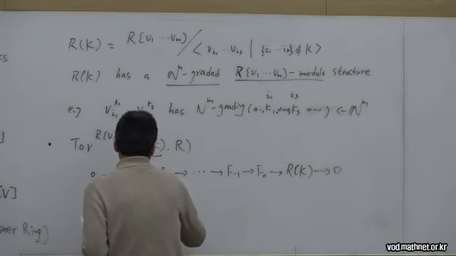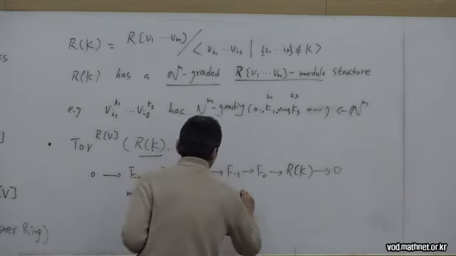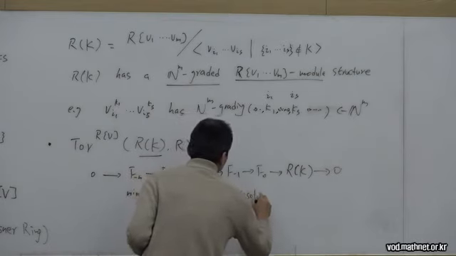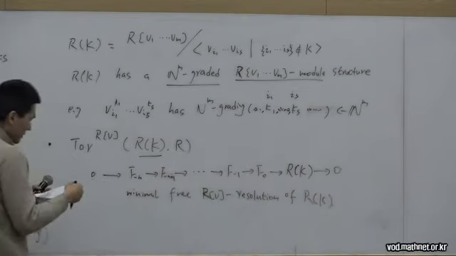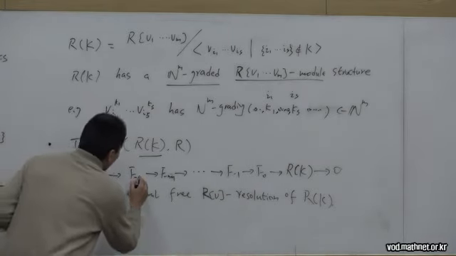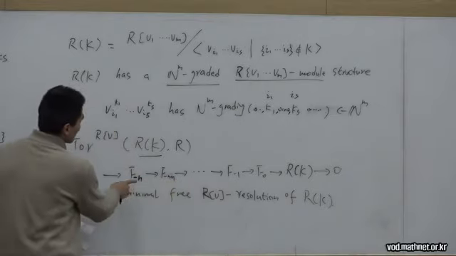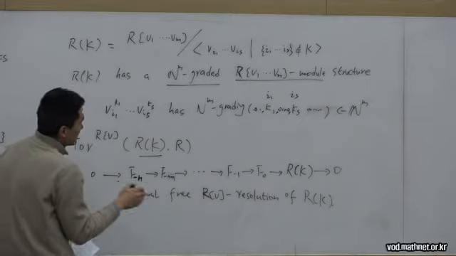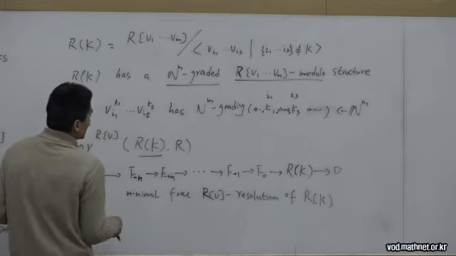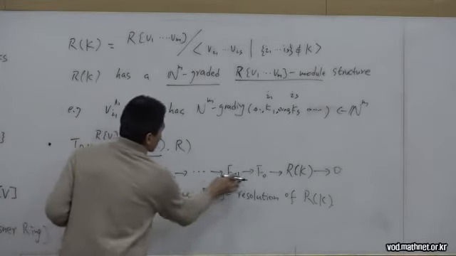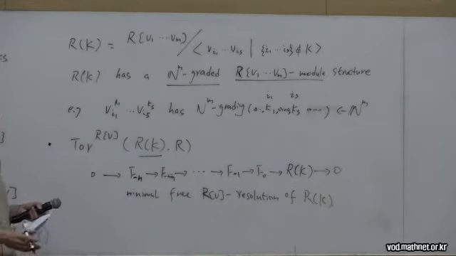So we let it be a minimal free resolution of RK. Here we use non-positive integers to index these free modules, to make it look like a cotangent complex. Then its cohomology is actually just these modules, because it's minimal. So all the differentials vanish.